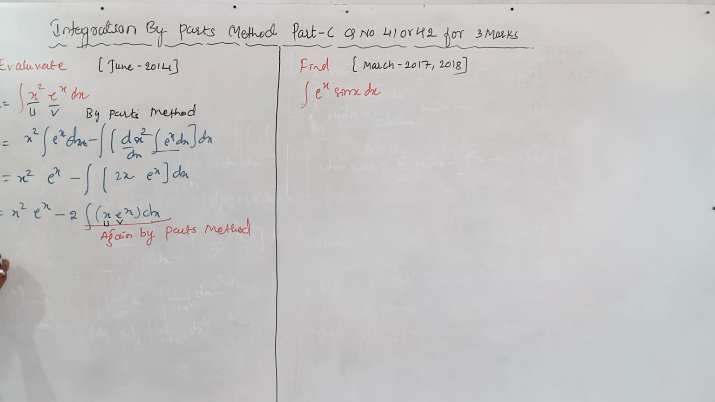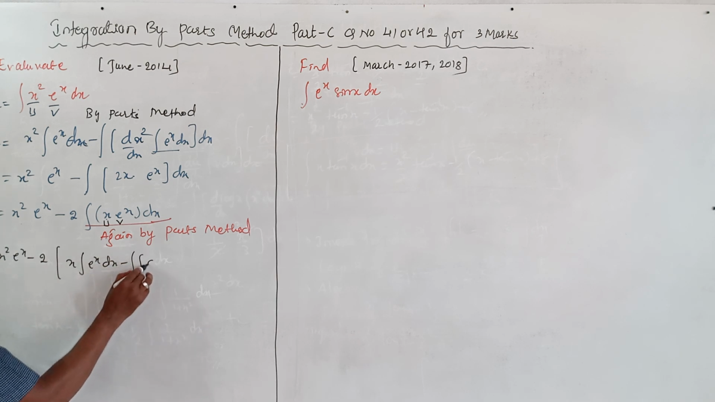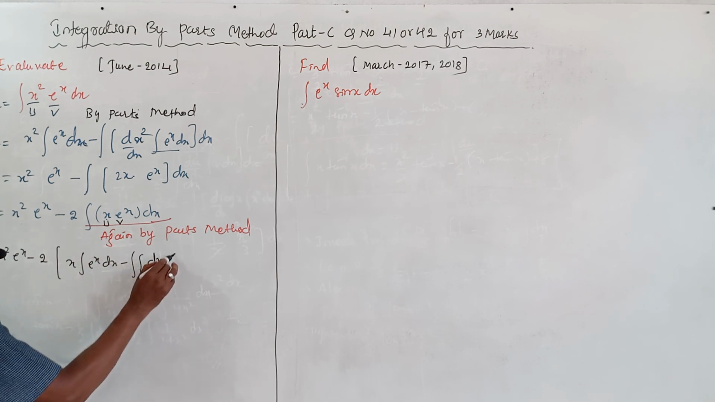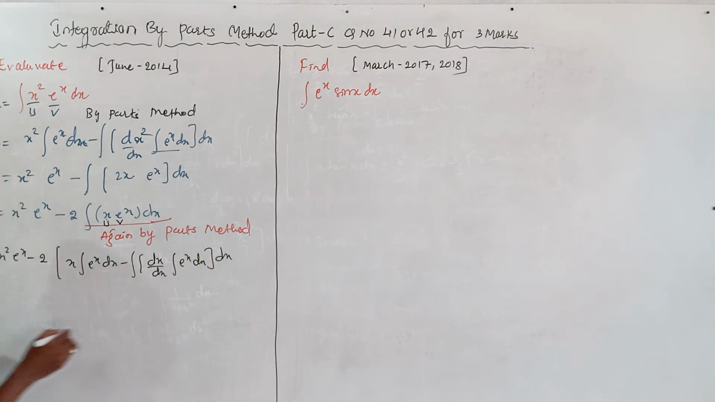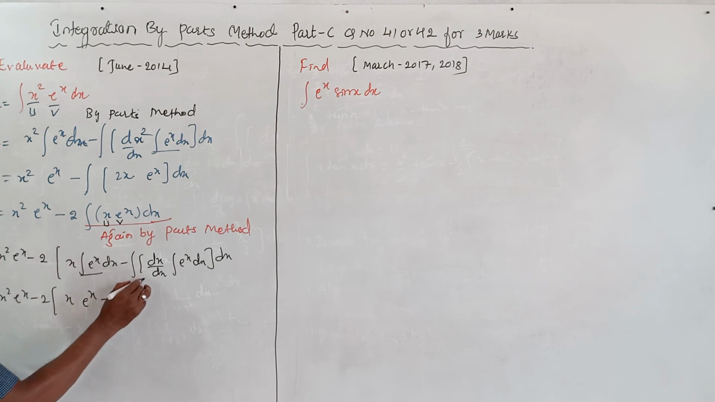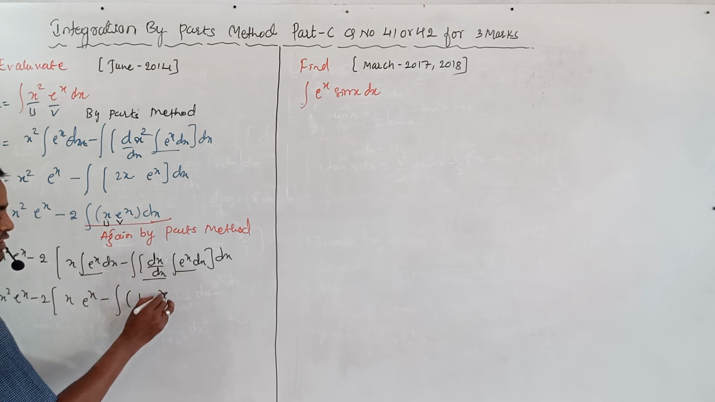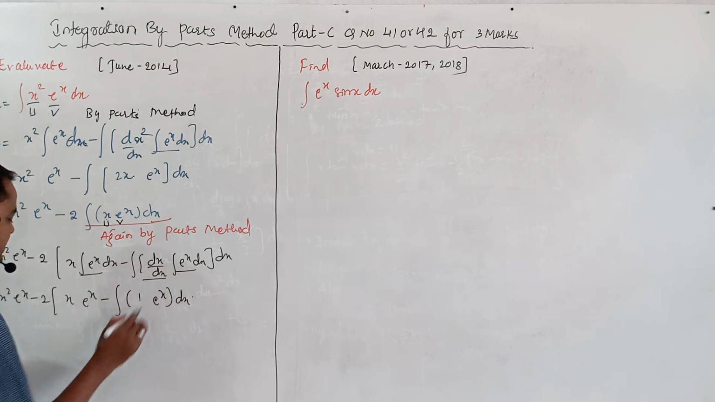I is equal to x square e raised to x minus 2 as it is, that is x as it is, integration of e raised to x dx minus integration of derivative of x with respect to x, integration of e raised to x dx, whole bracket dx. Then I is equal to x square e raised to x minus 2 x, integration of e raised to x is what? E raised to x, minus derivative of x with respect to x is what? 1. Integration of e raised to x is what? E raised to x, whole bracket dx.